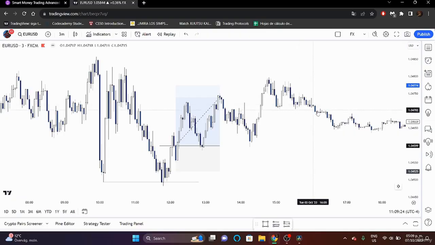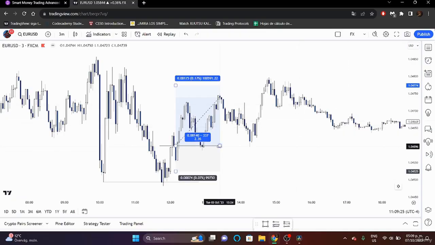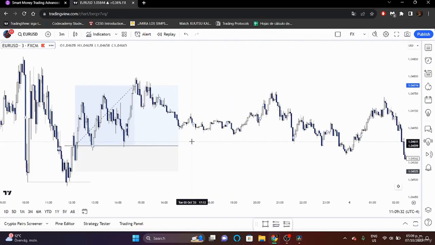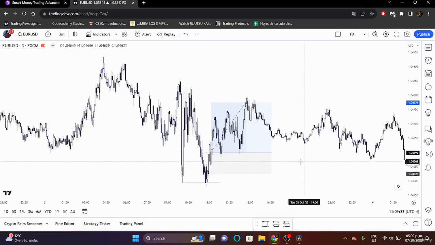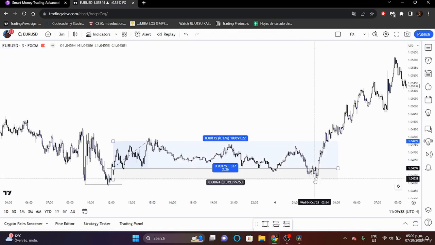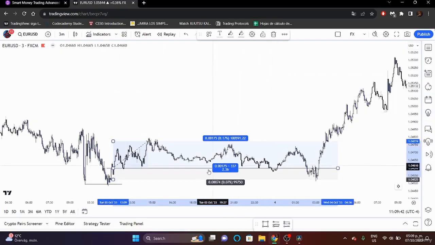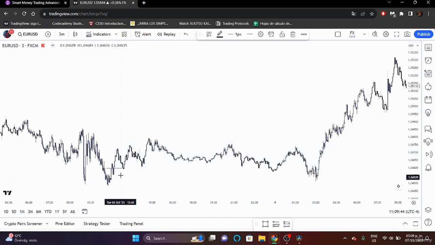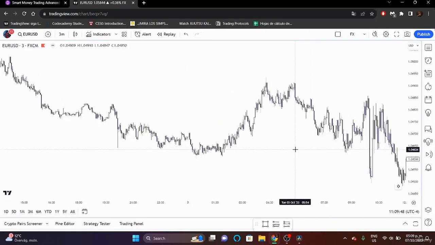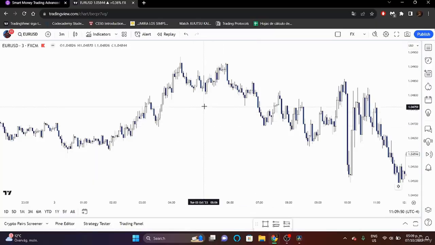However, as you can see, the volume is really low, and that's not something I really like. But in the concept, this is a propulsion block. And eventually, most likely, we will take the liquidity again, which we didn't take the liquidity again. We used the same order block. Okay? Now, let's see more examples about what a propulsion block is.